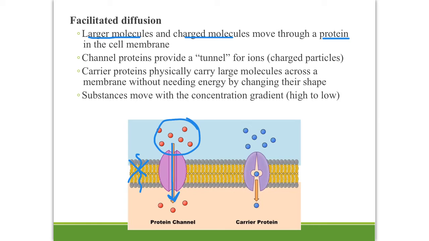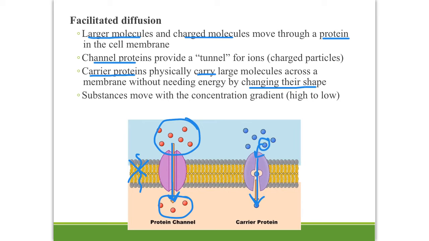And again, notice we have high concentration on one side and low on the other, so we're going with the concentration gradient, going from high to low. Those are the channel proteins. And then carrier proteins have a real interesting thing because they physically will carry large molecules across the cell membrane, but they don't need energy to do it because there is a change in their shape that sort of drags the molecule from one side to the other. This is because of attraction, positive and negative attraction of the different parts of these molecules, but it's not something that requires energy. So this molecule will be attracted to the carrier protein. That's going to make the carrier protein change its shape, and then that will put that piece of substance on the other side of the membrane.